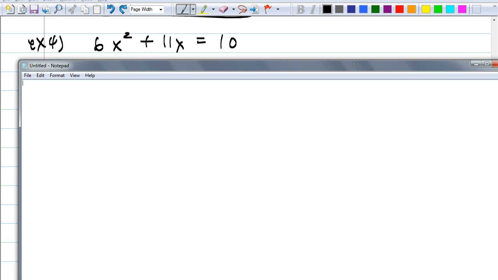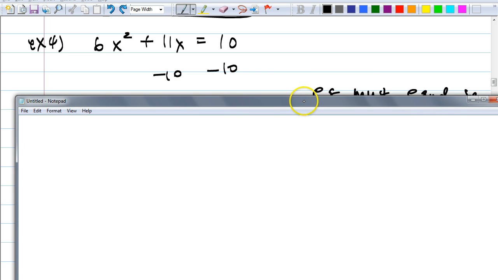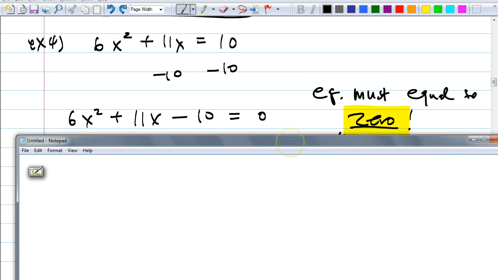Give you some time. All right, so did you all subtract 10 from both sides first? Because in order to use the zero product property, the first step is to make sure that the whole equation equals 0. Otherwise, you can't use the zero product property. See, the equation must equal 0 first, okay? Then you have a trinomial.